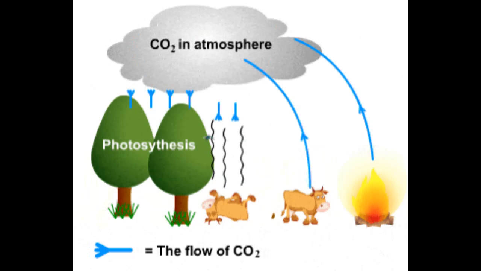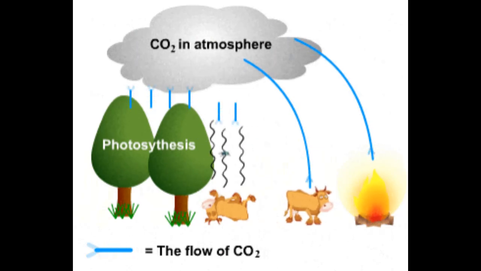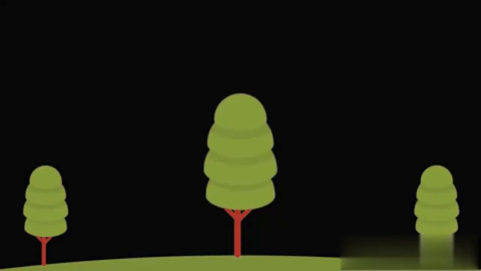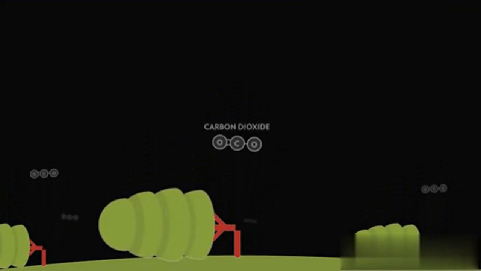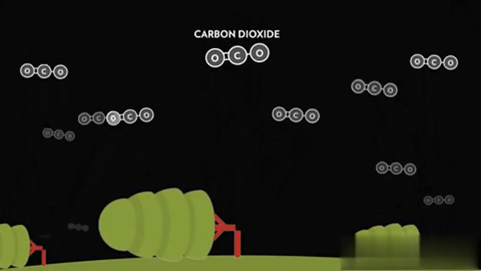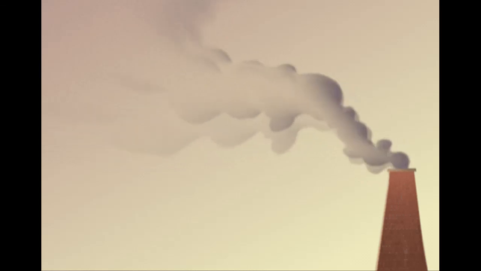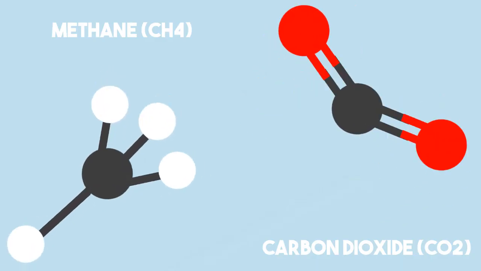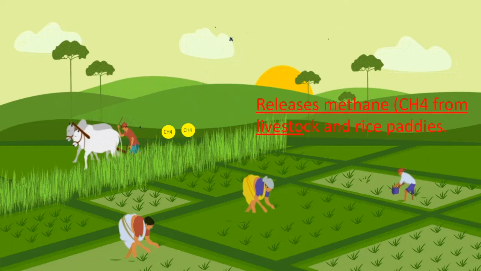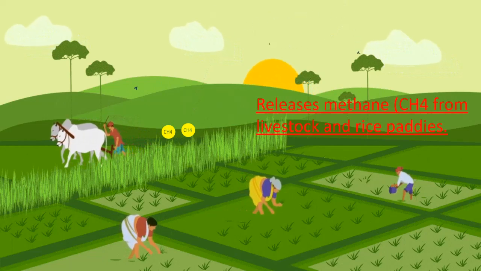Let us see human impact on the carbon cycle. Human activities have significantly altered the natural carbon cycle, like deforestation. Deforestation reduces carbon dioxide absorption by plants, and burning fossil fuels increases atmospheric carbon dioxide levels. Industrial processes release additional carbon dioxide and other greenhouse gases, whereas agriculture releases methane from livestock and rice paddies.